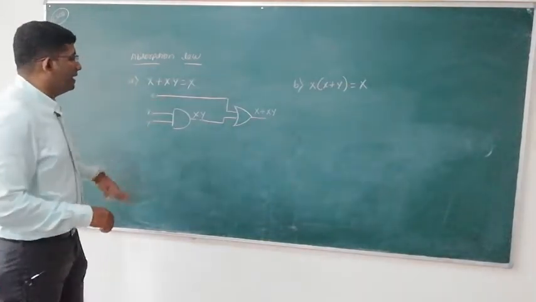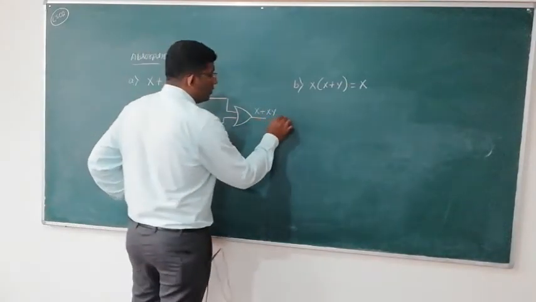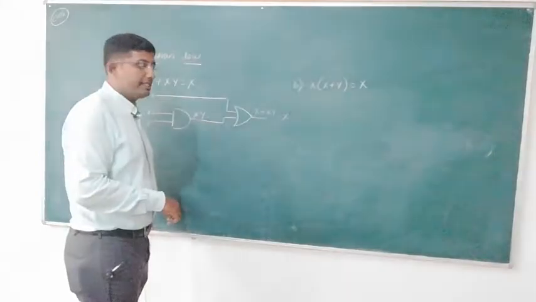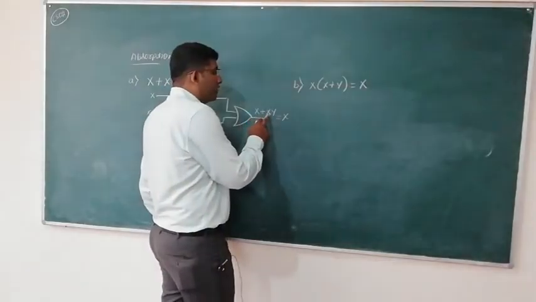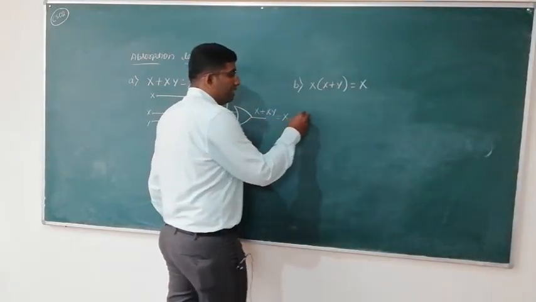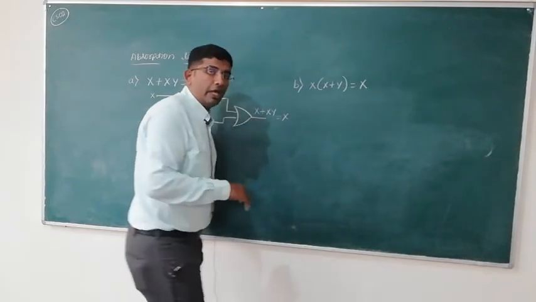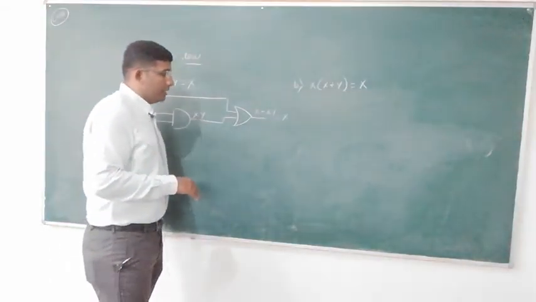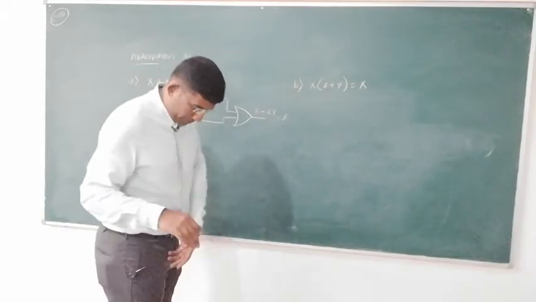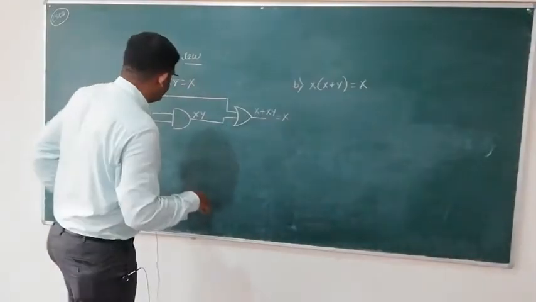We have to prove that it is equal to x. X plus xy always gives you x itself. That we have to prove. We are going to prove it by truth table as well as by simplifying the expression.